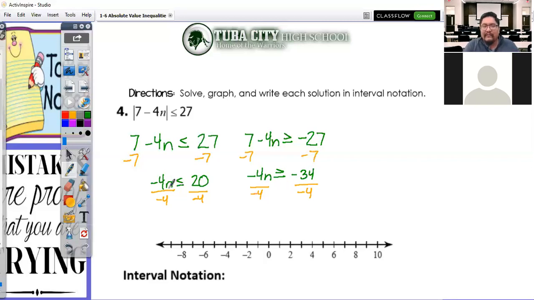So here I'm dividing both sides because I got to get rid of the 4, but I also have to get rid of the negative 4.